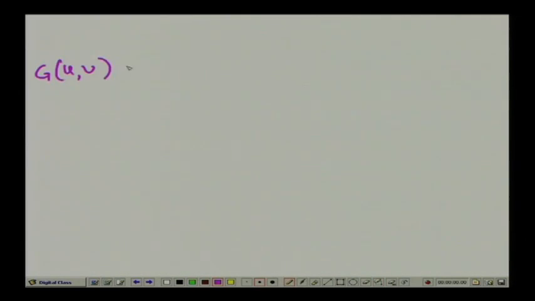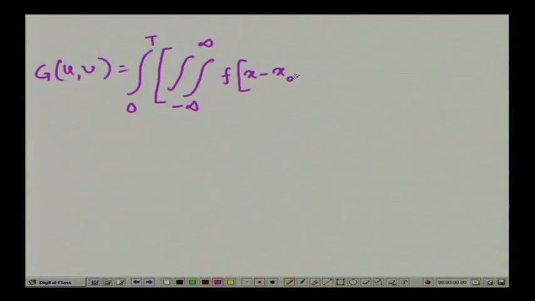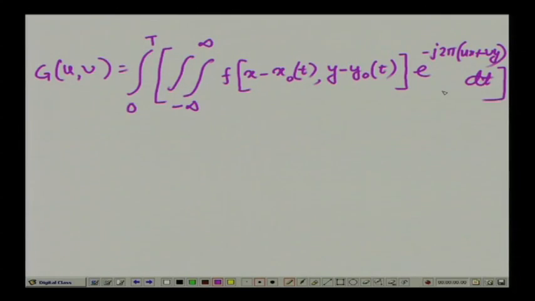G(u,v) will be equal to the integral from 0 to capital T, then within brackets we have this double integral varying from minus infinity to infinity of f(x minus x naught t, y minus y naught t) e to the power minus j 2 pi (ux plus vy) dx dy, and then dt. So, this will be the final expression.